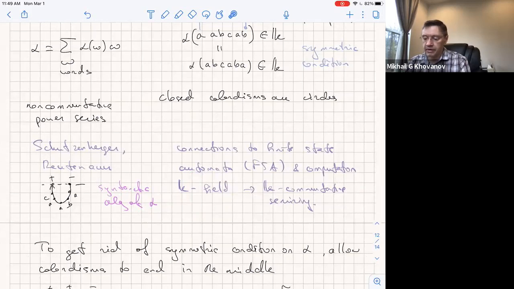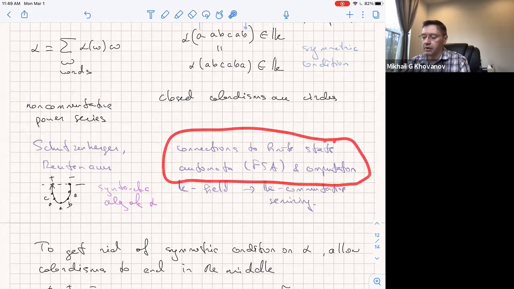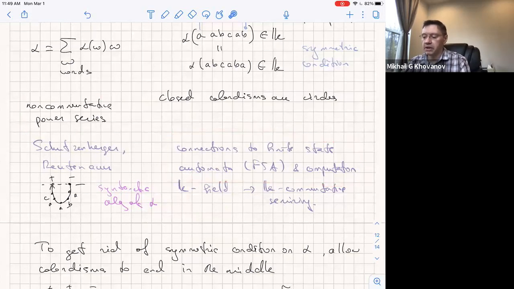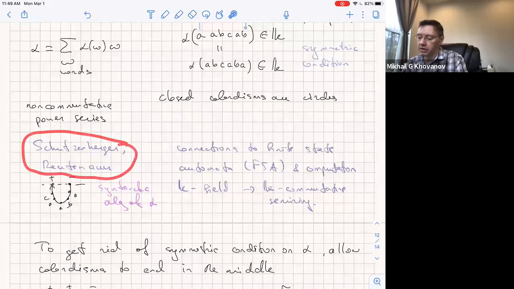And so the entire theory of non-commutative power series came out of the study of finite state automata back in the 1960s, 1970s by Schutzenberger, Quinn, and other people. So you can find canonical books by Eilenberg, by John Conway on the study of finite state automata. And later this developed further into non-commutative power series by Schutzenberger, Reutenauer, etc.